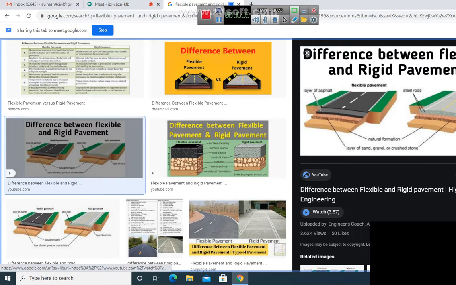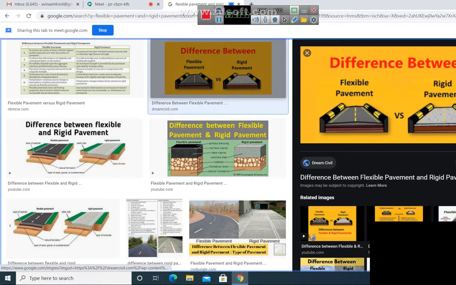This is also another example, another figure. You have a subgrade, a subbase, a base, and a top. Here also you have a soil subgrade, then a subbase, and over the subbase a concrete slab is placed. So these are different. When you observe a flexible pavement, you can see that it has different layers.